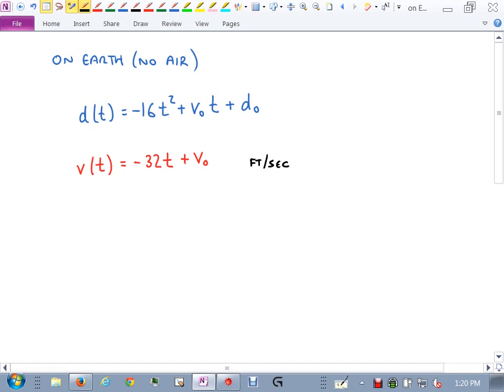We can get acceleration by taking the derivative of that, right? And the acceleration in this case would just be negative 32. And this would be measured in feet per second squared is sometimes how you see it. And I said that was actually the acceleration of gravity, right? Why is it negative?